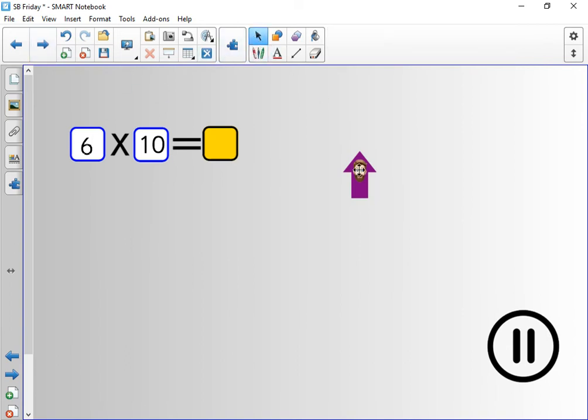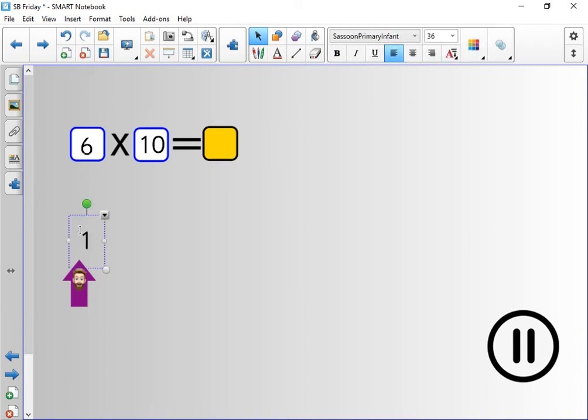Okay, so the last one. 6 multiplied by 10 equals. What are we going to count in now? We're going to count in tens because that's what my calculation tells me to do. And we're going to do that 6 times. Am I going to write 0? No. We're going to write 10 because that's our first jump. And we're going to do it 6 times.